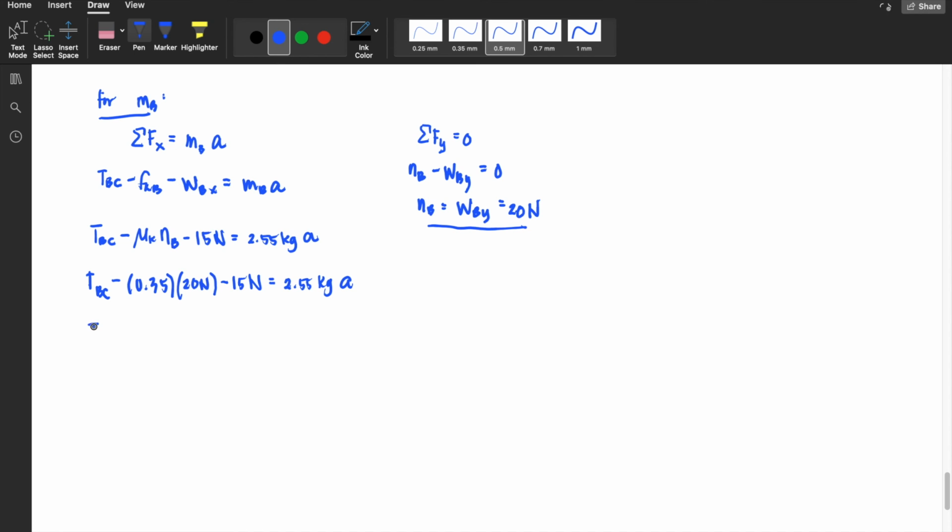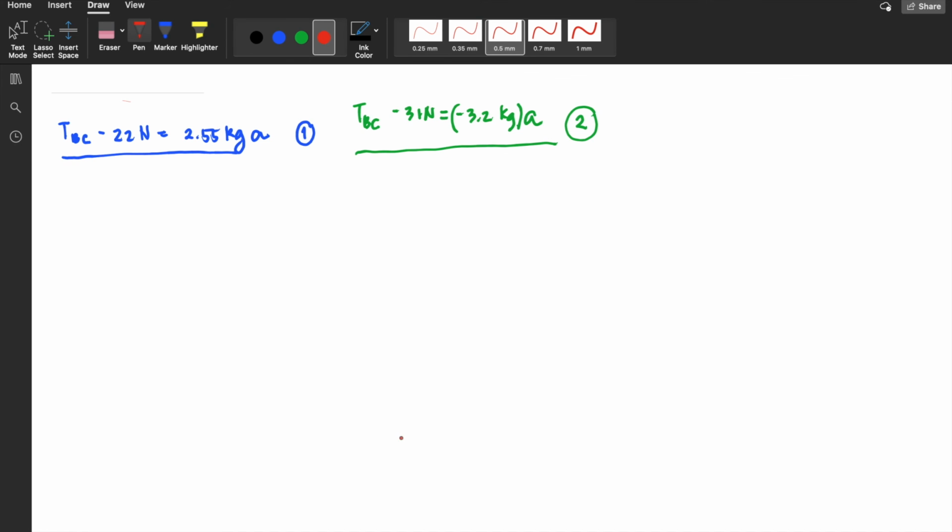This equation here is simply TBC minus 22 newtons, which is equal to 2.55 kilograms A. We will call this equation 1. There are two unknowns, A and TBC, so we will need one more equation to solve for your acceleration A. Using these two equations, we're going to solve for A. We will eliminate TBC by subtracting equation 1 from equation 2.